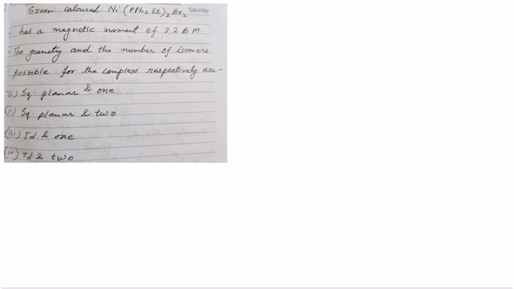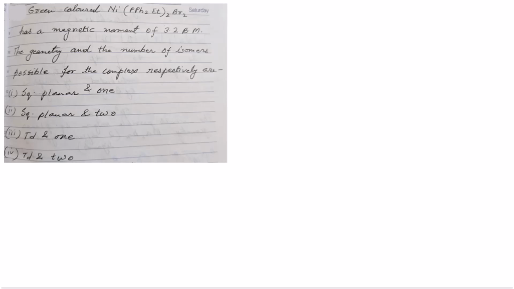Now here we have a question which says green colored nickel PPh2Et2 Br2. So this is a complex which has two kinds of ligands. One is ethyl diphenyl phosphine, PPh2Et, and the bromo ligand. Okay. So it has a magnetic moment of 3.2 BM. The geometry and the number of isomers possible for the complex respectively are.